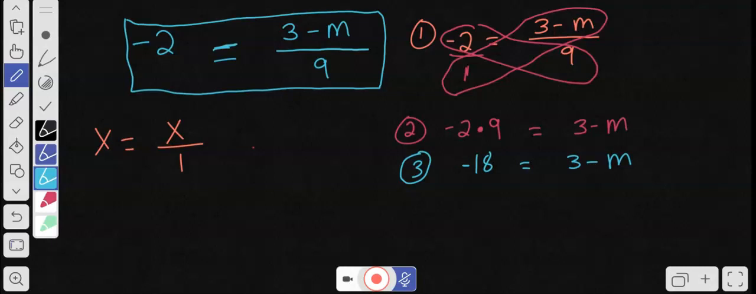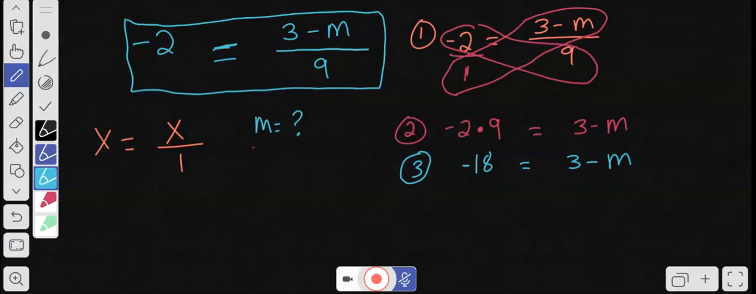Now, what is the thing I need to do? We're looking for m. We don't know what m is. It's a mystery, but we're going to crack that mystery today. So we need to leave this m alone. To do that, we need to take this 3 and bring it to the other side where the 18 is at, where it's lonely.